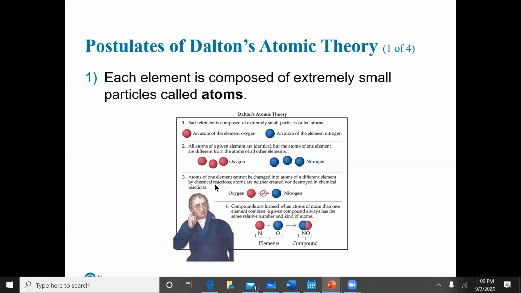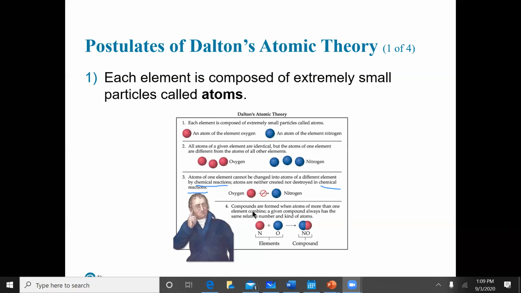Number 3, atoms of one element cannot be changed into atoms of a different element by chemical reactions. Key thing here, by chemical reactions. Atoms are neither created nor destroyed in a chemical reaction, okay? So again, within a chemical reaction. If we're doing a nuclear reaction or nuclear chemistry, we can see atoms actually changing into something different.